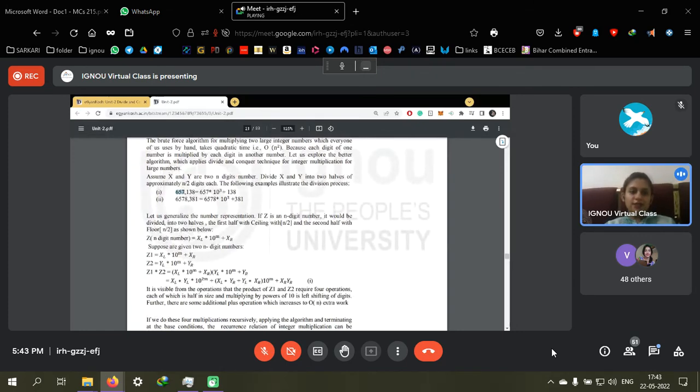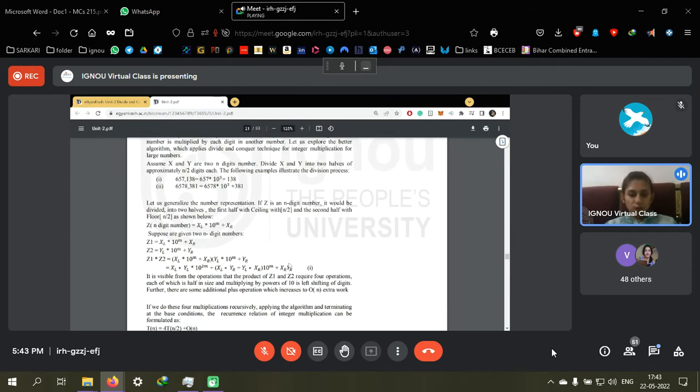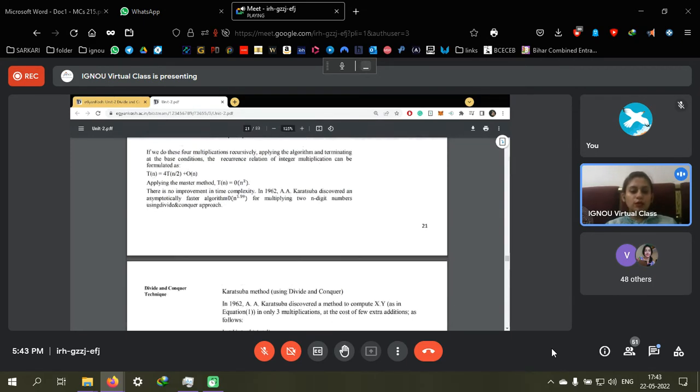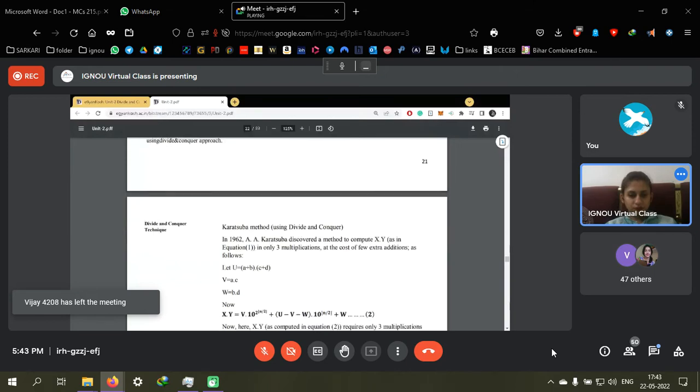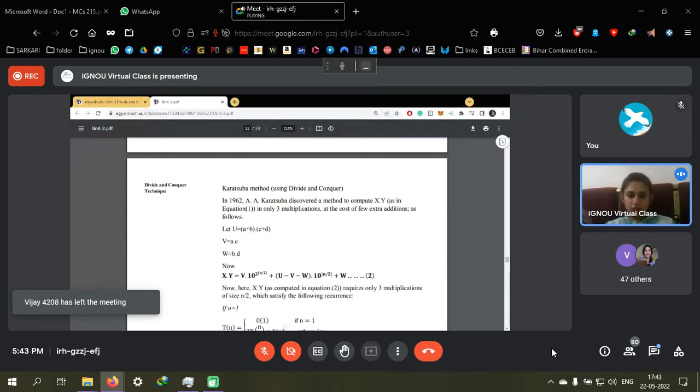If we have an integer 657,138, I can write 657 multiplied by 10 to the power 3 plus 138. Similarly, here we can write 6578 multiplied by 10 to the power 3 plus 381, right? So here is the Karatsuba method that will help you to calculate this integer multiplication, and here it is.